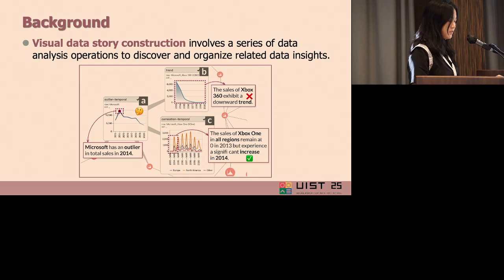She speculates that the release of Xbox One attracted a large number of users to purchase it, contributing to the 2014 sales outlier. From this example, we can see that the process needs to manually explore the data back and forth, which relies heavily on the user's experience and expertise.